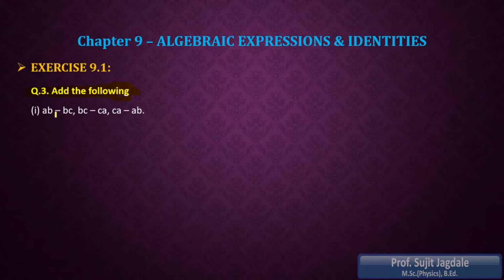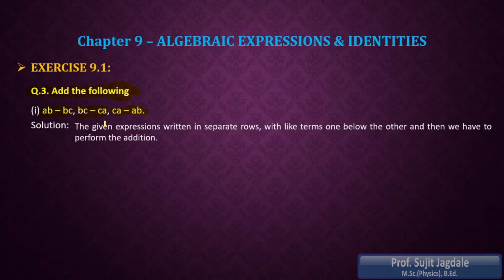Here we have to add the expressions AB minus BC, BC minus CA, and CA minus AB. All these expressions are actually binomials, and in order to add them we have to follow a particular method, or some steps. What are the steps here? The given expressions should be written in separate rows. You have to write each in a separate row.